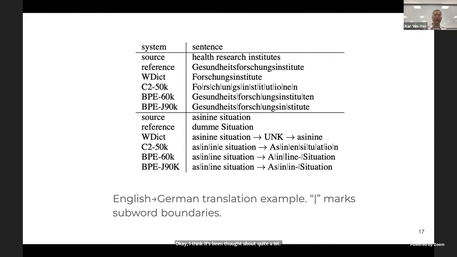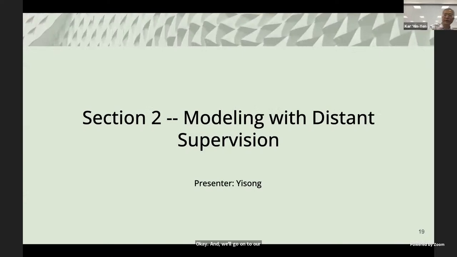Okay, so let's thank Bhavitya for his slides. Okay, and we'll go on to our next presenter. Yeah, thanks, Prof, so much, and Bhavitya, so much for the first section.